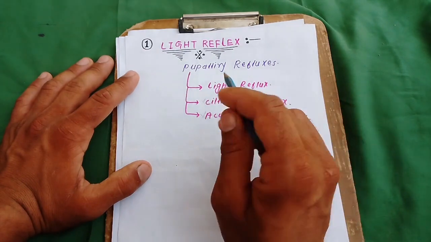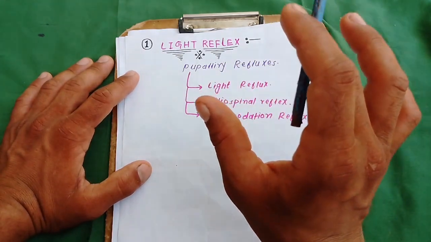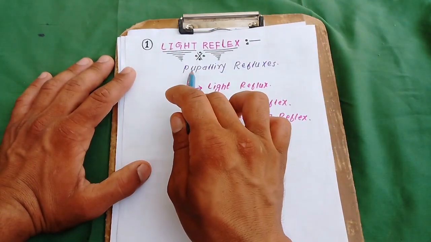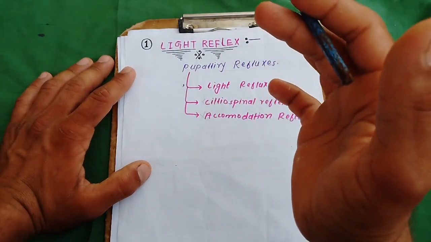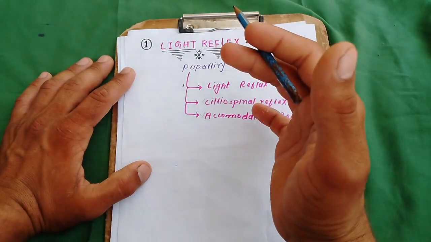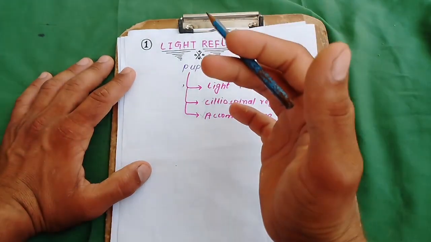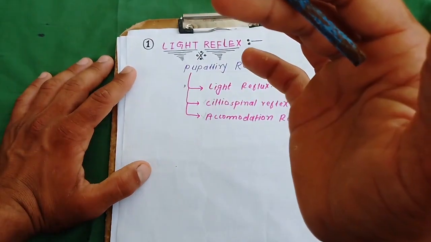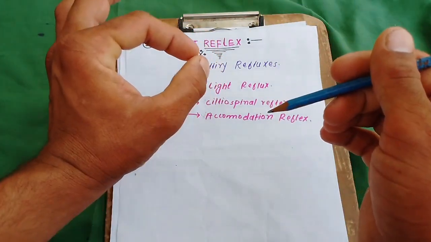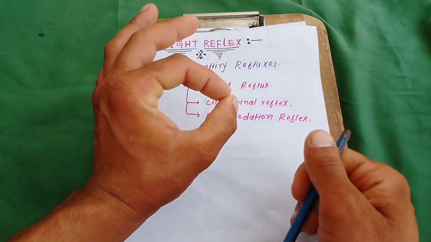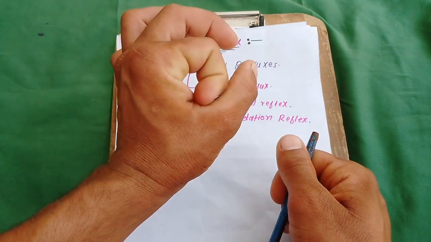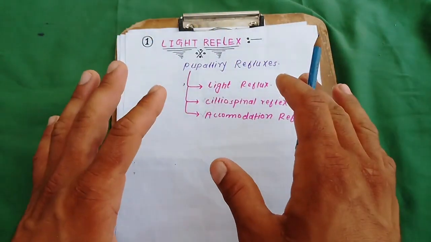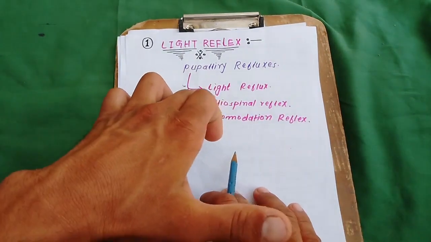Okay, what is the pupillary reflex? The pupillary reflex is a type of reflex action in the body which takes place in the pupil of the eye, and it controls the size of the pupil, to increase the size of the pupil or to decrease the size of the pupil. Okay, so what is meant by the light reflex?